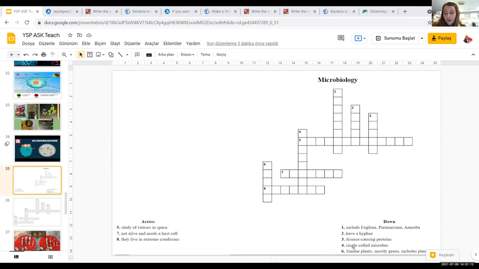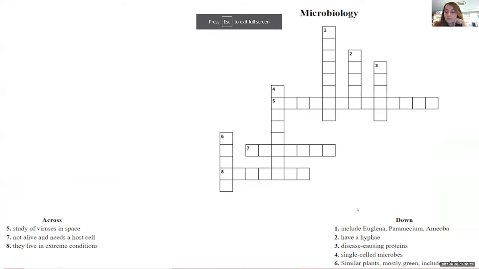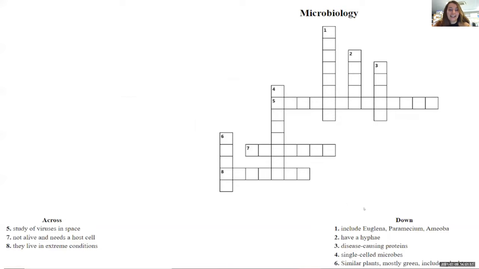And let's go for the six. Similar to plants, they are mostly green, and they also include planktons. I'm sorry, I showed the answers so fast, but then I corrected. Okay, yeah, algae, you are right, Vicky.